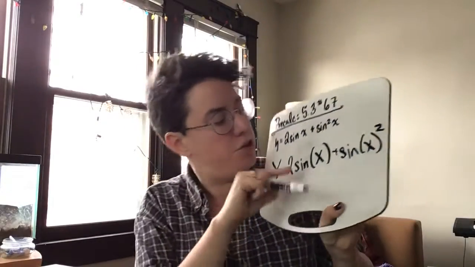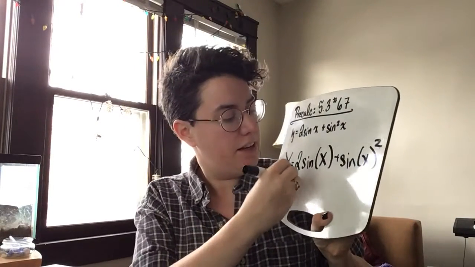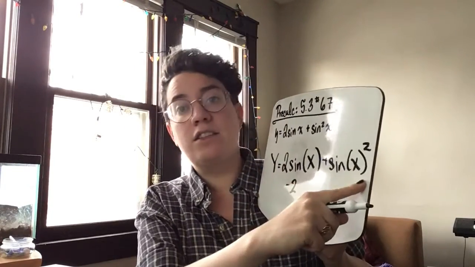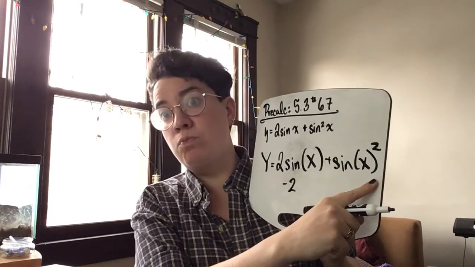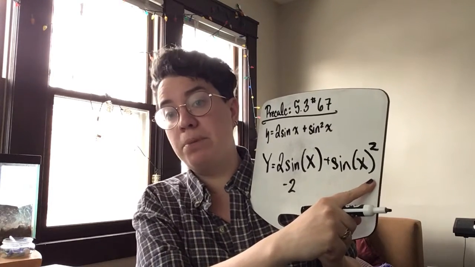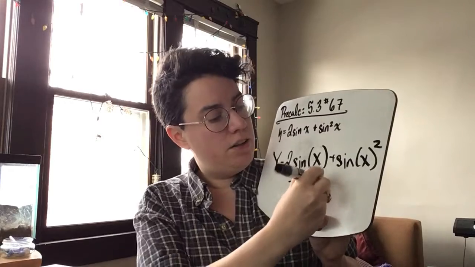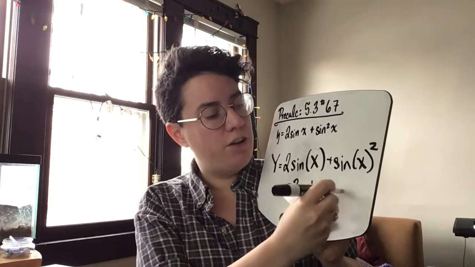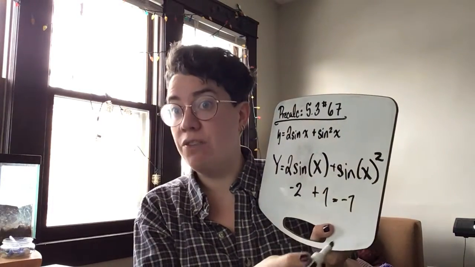I sort of have the logical thought, oh, that makes sense, because the minimum of 2 sine x is -2, and the minimum of sine is -1, but since it's squared, that becomes a +1. You're like, oh, okay, well, the minimum then makes sense as -1.